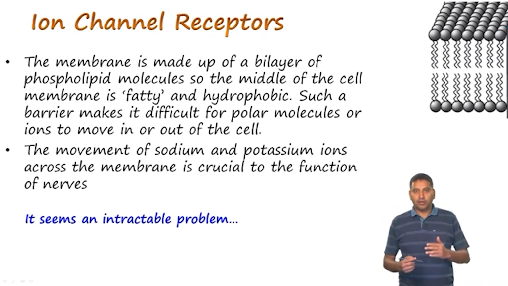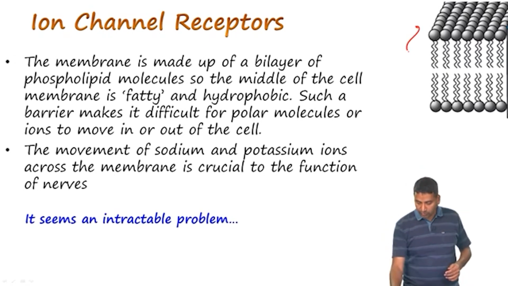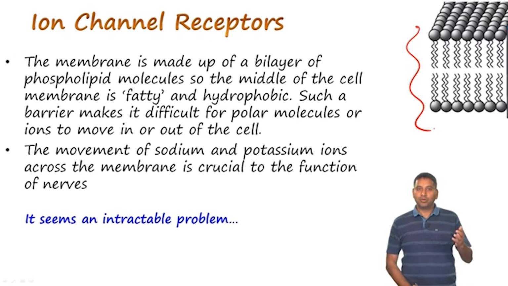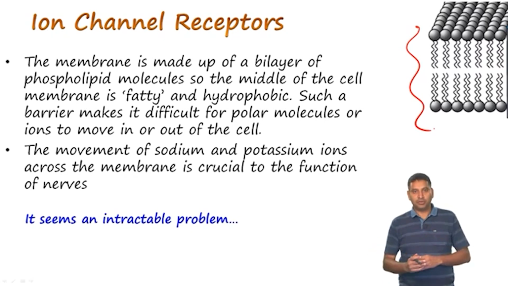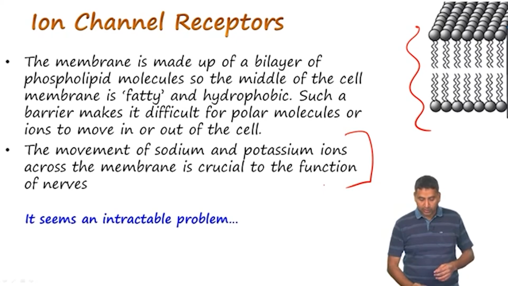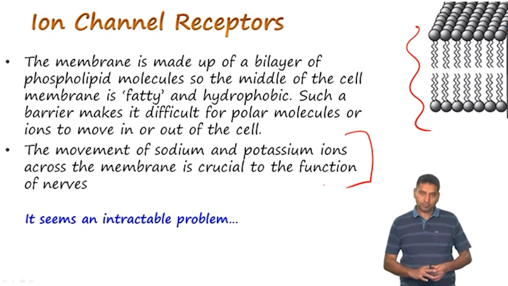As we looked at earlier, the membrane is made up of a bilayer. It has phospholipid molecules in the bilayer, and this makes the membrane quite hydrophobic. Now the cell has an aqueous environment inside it which has many ions. These ions cannot cross the hydrophobic barrier because of the repulsion between ions and the lipids. For example, the movement of sodium and potassium ions across the membrane is really crucial for the function of nerves. So, this looks like an intractable problem.